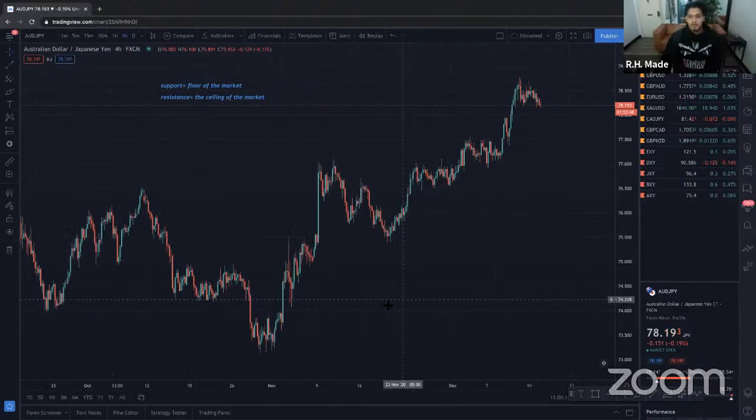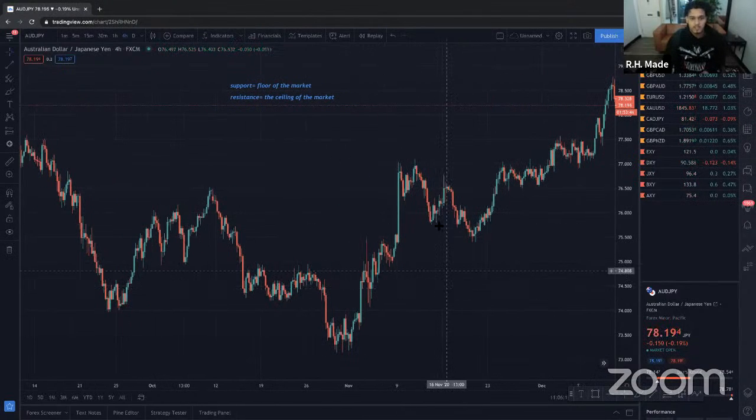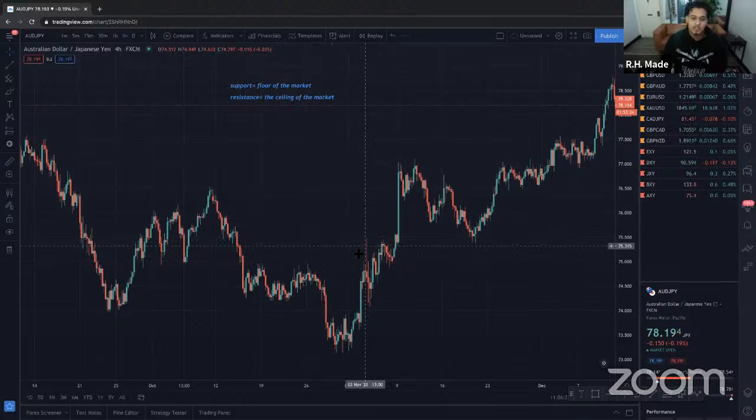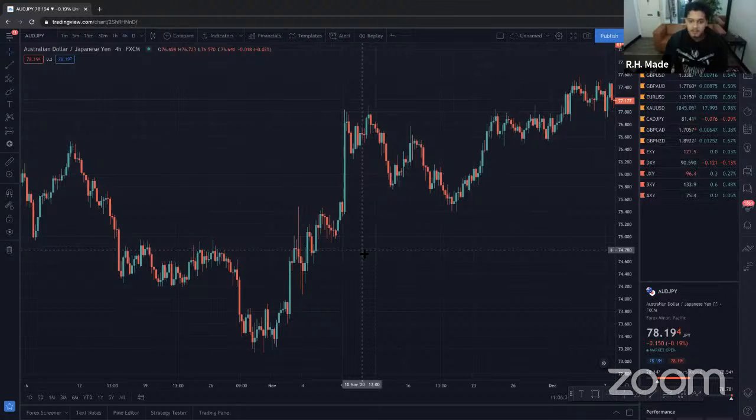So let's go up in our charts and mark up our support and resistance area. To be classified as a support or resistance area, there must be multiple rejections. It can't just be one point. Multiple wicks. If you don't know what wicks are, they're the little lines sticking above and below each candle.